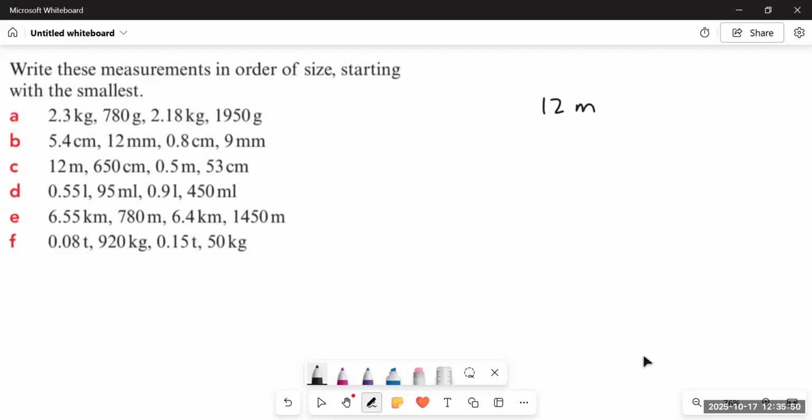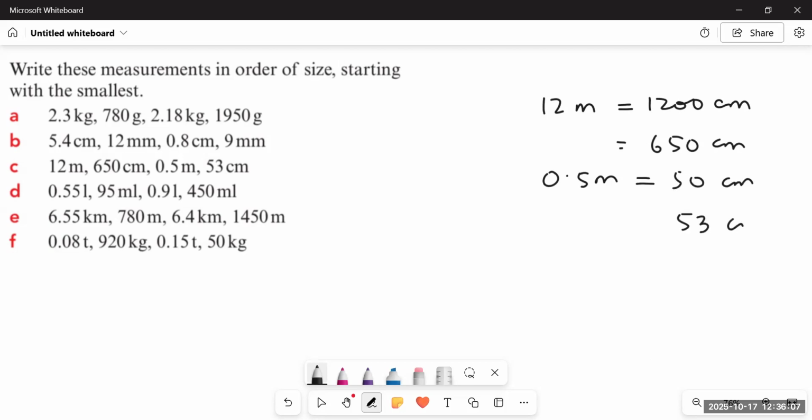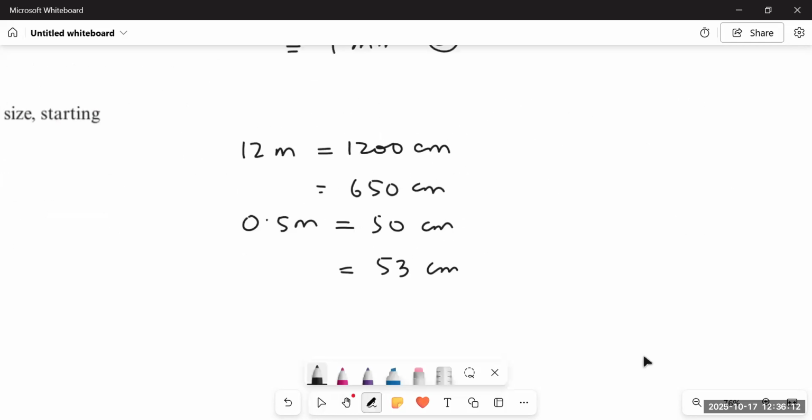Here we have the third one, 12 meters. So 1 meter is equal to 100 centimeters. It would become 1200 centimeters. In the next one, we have 650 centimeters. Then 0.5 meters is equal to 0.5 times 100, which is 50 centimeters. And then 53 centimeters. So out of these four quantities, this one would be the first. Here comes second, then third, and then fourth.